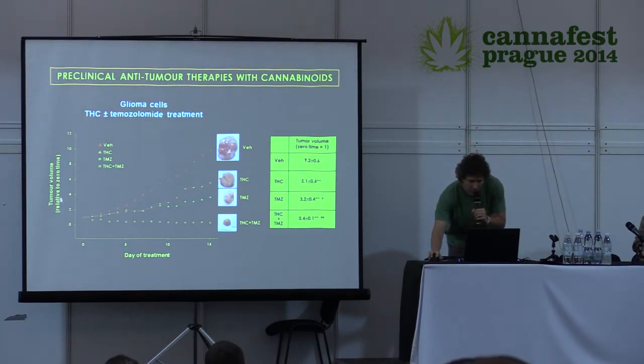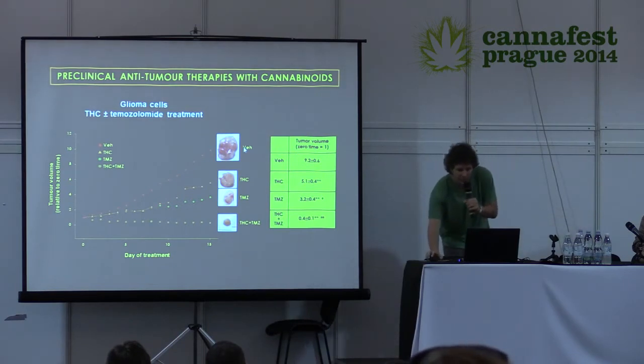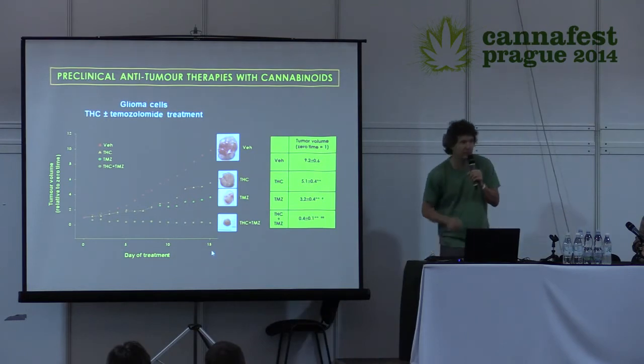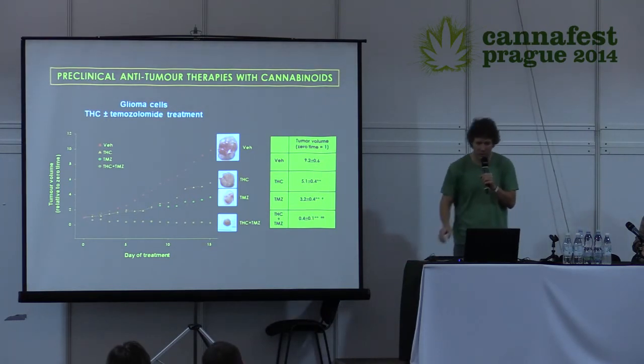This is the size of the tumor in the mice, and this is the day of THC treatment. So you see mice in which we haven't added any drug, mice only treated with the solvent, what we call the vehicle. These are the control mice. These mice have a brain tumor, and the brain tumor increases very dramatically, about 10 times in volume in 2 weeks. These are very aggressive tumors, not only in humans, but also in mice.